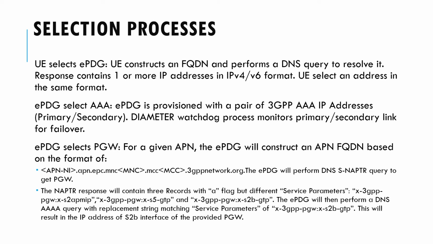But here, since we are using Wi-Fi, the S5 interface is used for LTE. Here we have to select the interface for Wi-Fi. That's why we need the S2B service. So the EPDG will then perform a DNS A query that will replace the string matching the service parameters. Now we have to query the address of the S2B interface. So finally, we have the address of the S2B interface of the P gateway. This is how the various selection processes happen: the EPDG selection process, the AAA selection process, and the P gateway selection process.